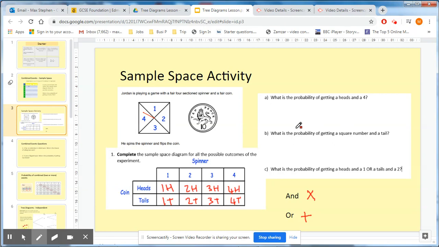So the probability of getting a heads and a 4, we can look there. It's just going to be where there's only one of them out of a total of 8 possibilities.